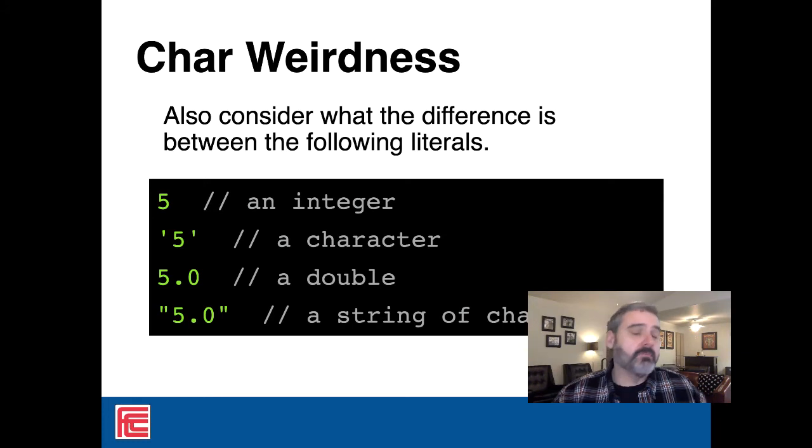5.0 is a double, which again you can do math on. And then 5.0 in double quotes is a string of characters, which you cannot do math on, right? Unless you do some conversions, which are always possible. There's a lot of functions to do that sort of stuff, but just know that there's a difference. If you're putting quotes around things, single or double, those are no longer numbers. Those are characters that you cannot do math on. Without the quotes, those are actual numbers.